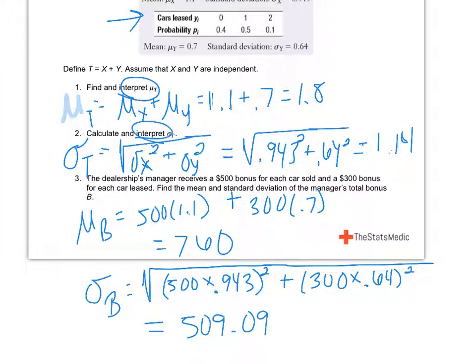and I get $509.09. So over many, many Fridays, the manager expects to get an average bonus of $760. And then the average bonus of the manager, based off of cars leased and sold during the first hour on Fridays, differs from the mean of 760 by about $509.09. Okay, so we'll be practicing a lot with this in class.